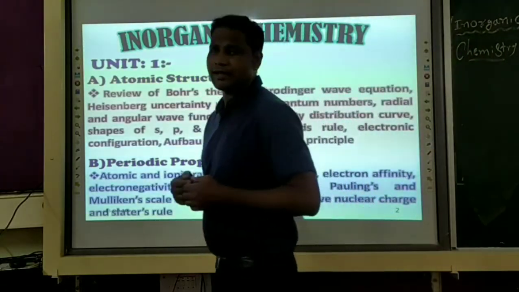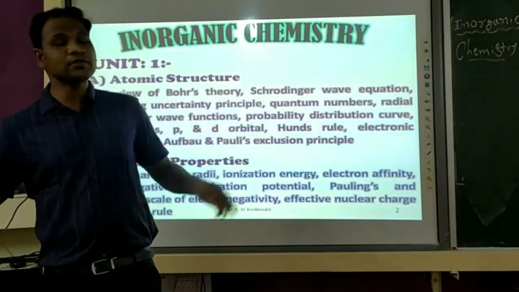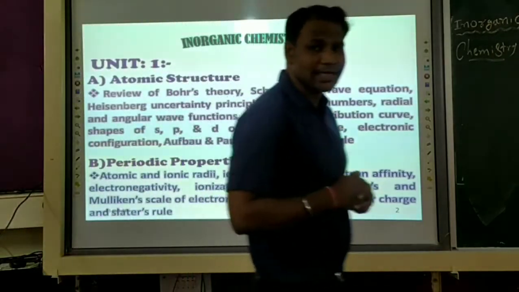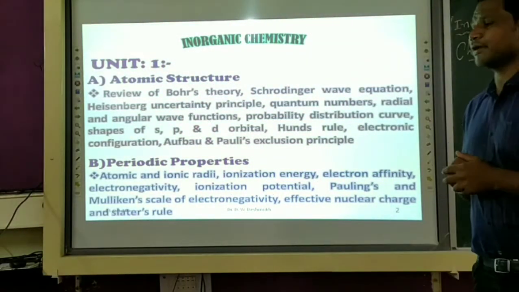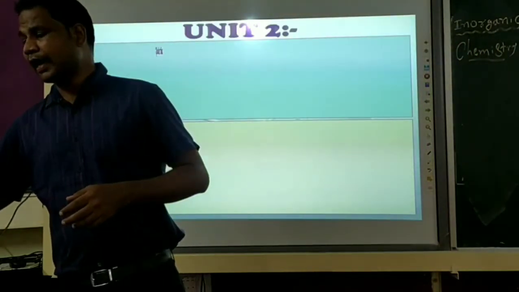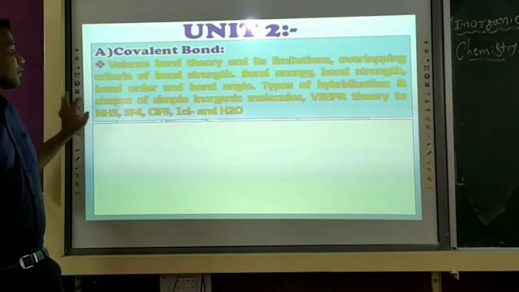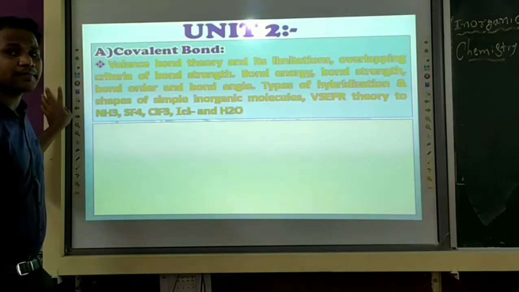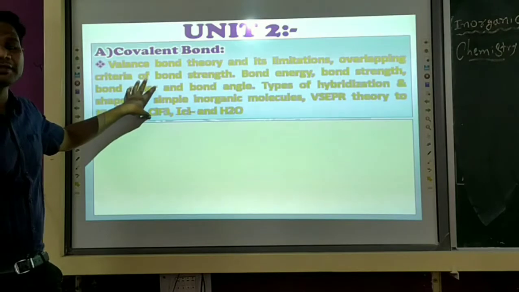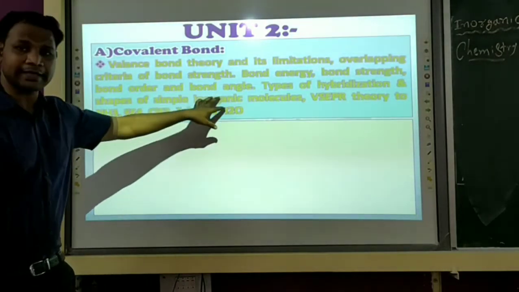So likewise, as I told earlier, there are 4 different units for the inorganic chemistry paper. The first unit is atomic structure and periodic property. Now the second unit deals with molecular orbital theory and covalent bond. First, covalent bond. In this we have to discuss valence bond theory and its limitations, overlapping of orbitals, then bond energy, bond strength, bond order and bond angle.